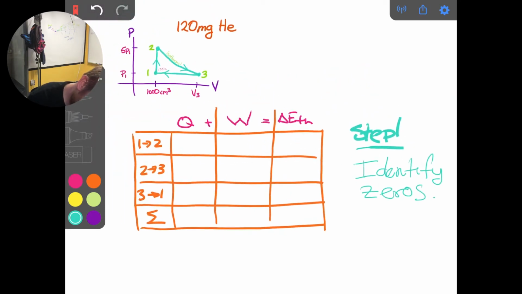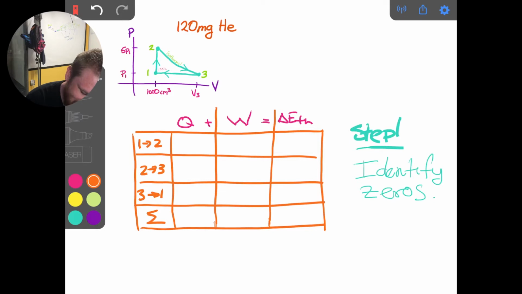Okay, so can we identify any zeros in this chart? I usually like to start with the work because the work is almost always the most straightforward of the columns or quantities in these problems. And so is there any step in which the work is 0?